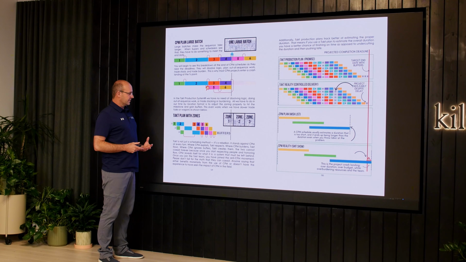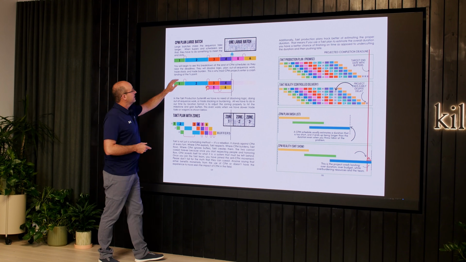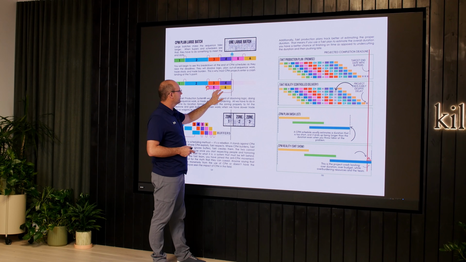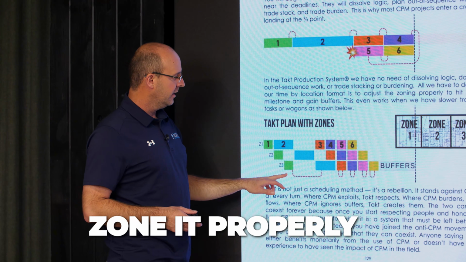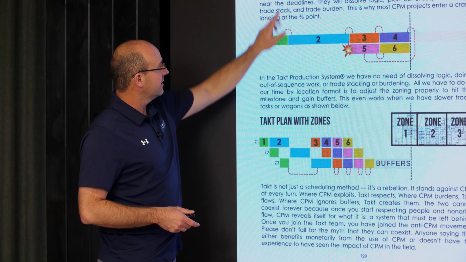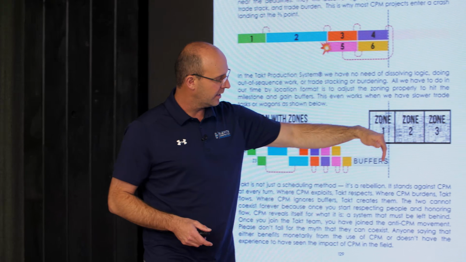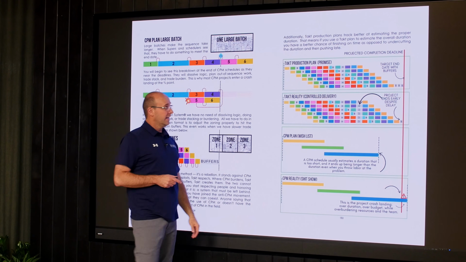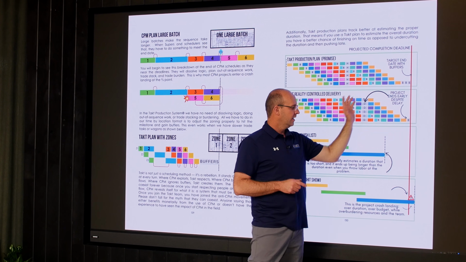So let's talk about a couple things. First and foremost, when people visualize, oh, I can put buffers in CPM and I can do the same thing you're talking about in CPM. No, you can't. In a CPM network, you don't zone it properly, and typically the scheduler or the super simply dissolves logic and trade stacks or trade burdens. In Takt, we zone it properly so that you can take that same, by the way, this and this are the same done differently, CPM Takt. In Takt, we zone it properly and we're able to gain those buffers so you have stability through zones. It's absolutely brilliant. And in Takt, you can plan a project, have your buffers, and still finish on time even if you hit a delay because you have buffers.